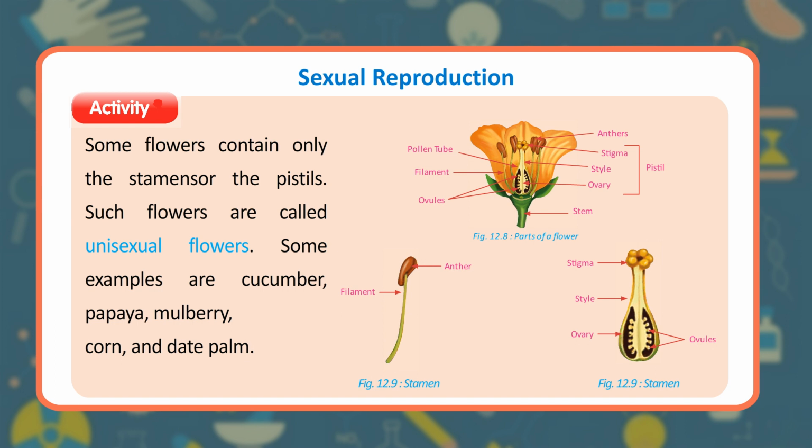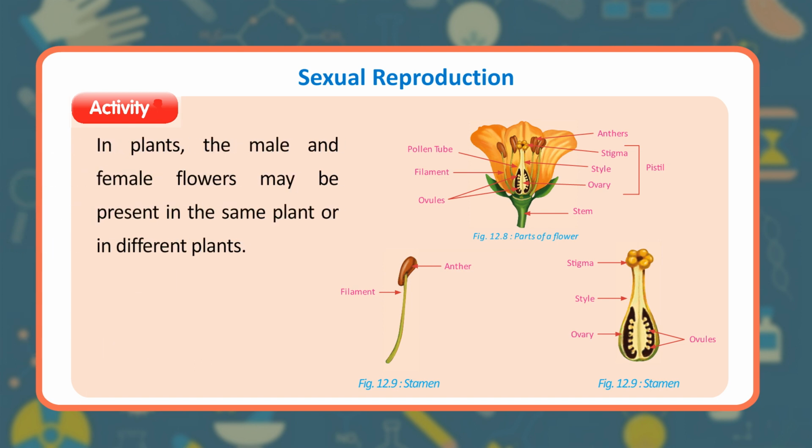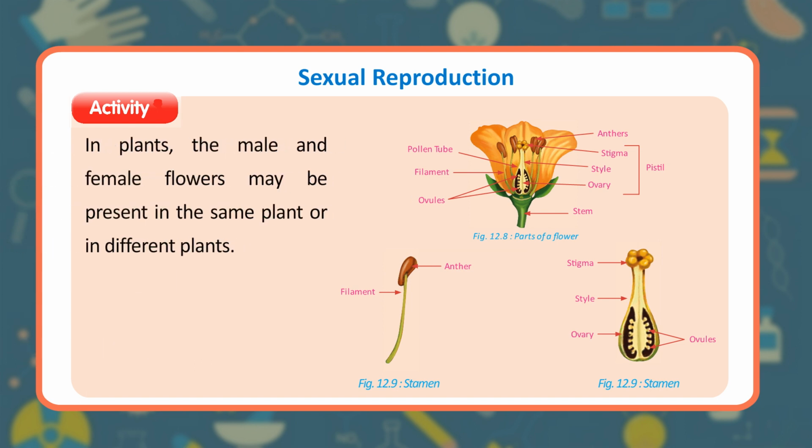Some flowers contain only the stamens or the pistils. Such flowers are called unisexual flowers. Some examples are cucumber, papaya, mulberry, corn, and date palm. In plants, the male and female flowers may be present in the same plant or in different plants.